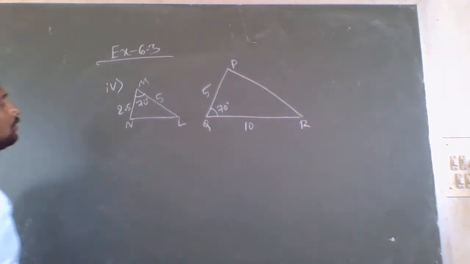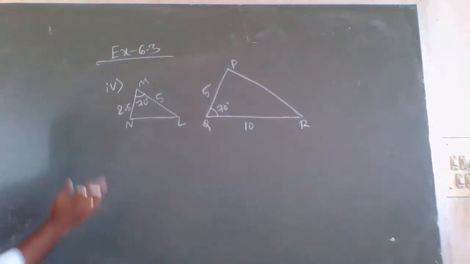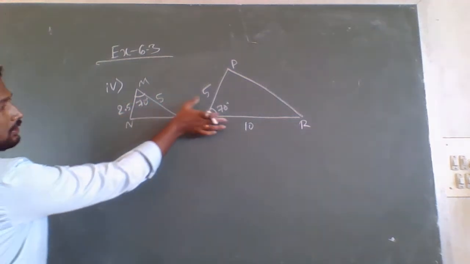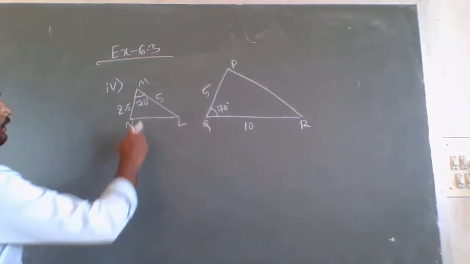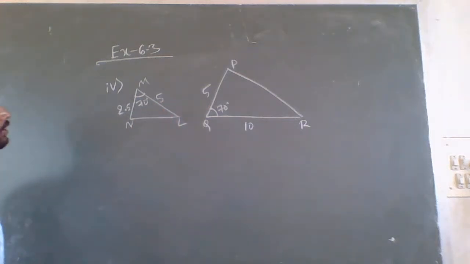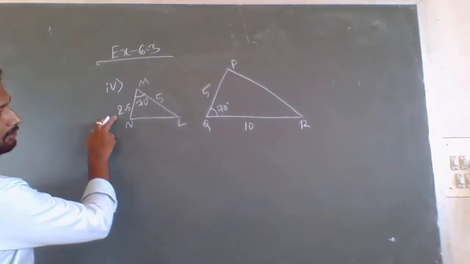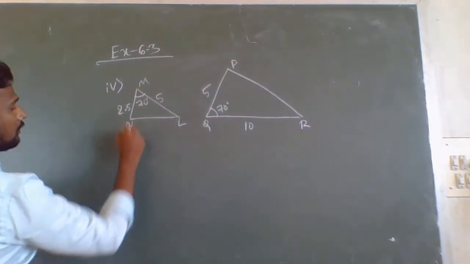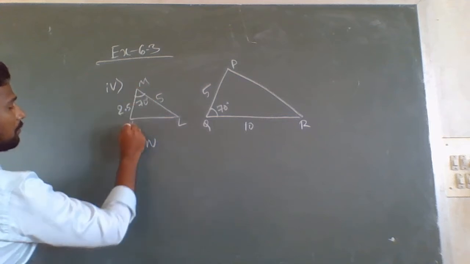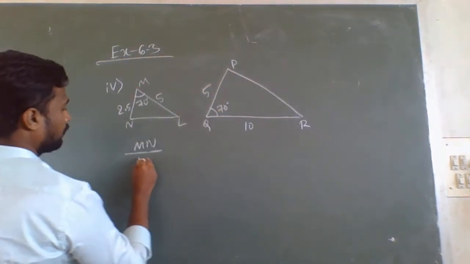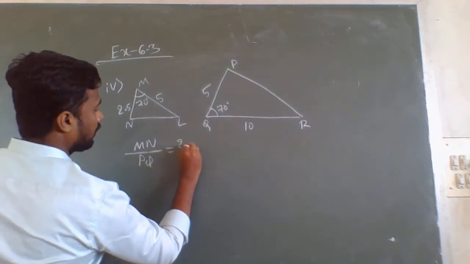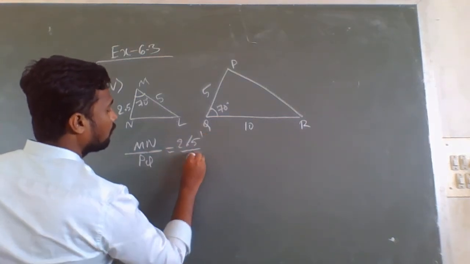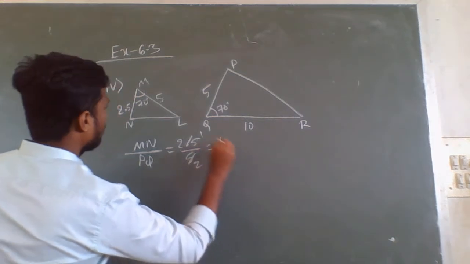So here, to check whether these two triangles are similar or not, they have given the length of two sides in both triangles and the size of one angle. So here it is 2.5 centimeter and here it is 5 centimeter. First I will check the proportionality MN by PQ. 2.5 by 5 means I will get 1 by 2. Like this only here.